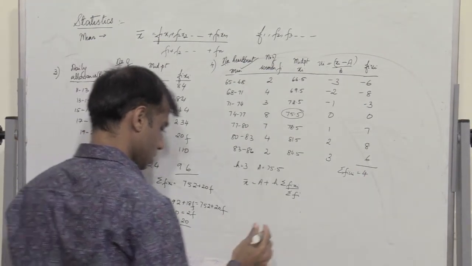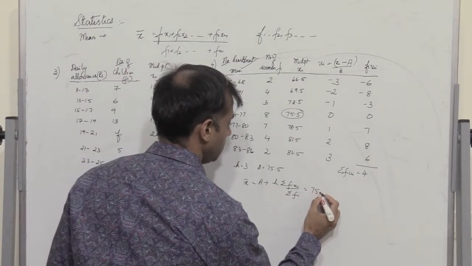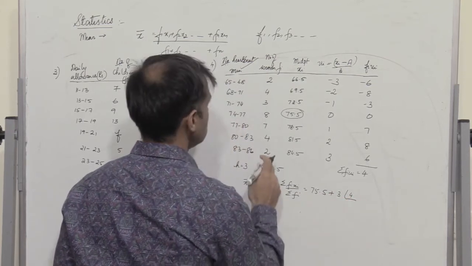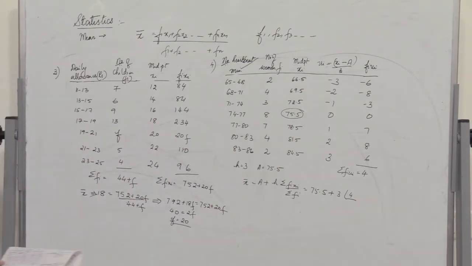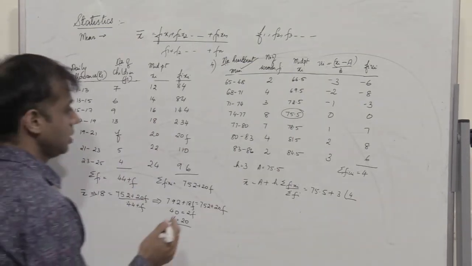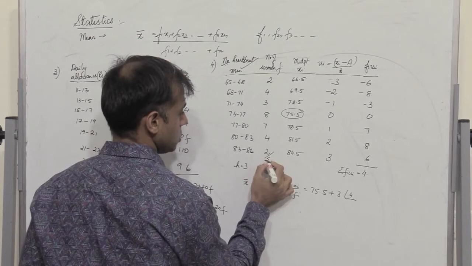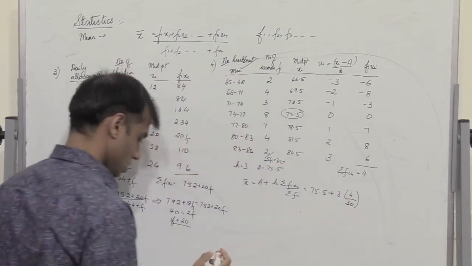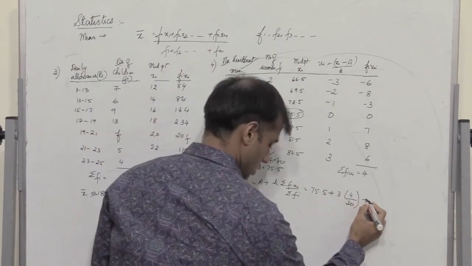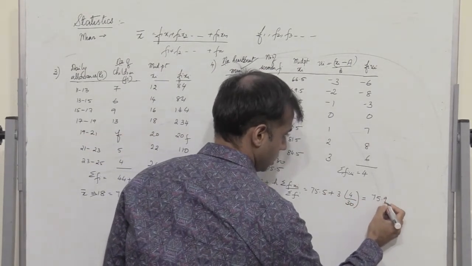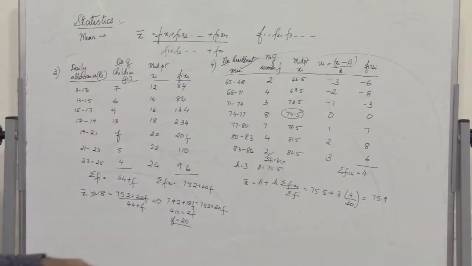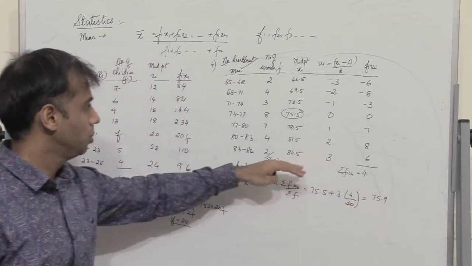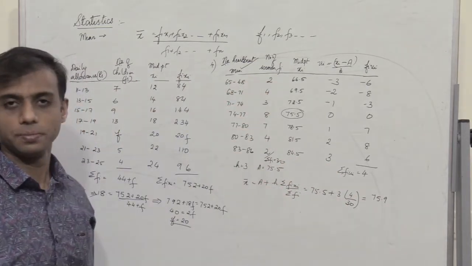So when we do the calculations we get 75.5 plus 3 into 4 divided by, so here you need to find the number of women. The number of women is 30, which is being given in the problem. So summation fi is 30, so divided by 30. So we get the average rate is 75.9. So 75.9 is the mean heart rate when we consider 30 women.